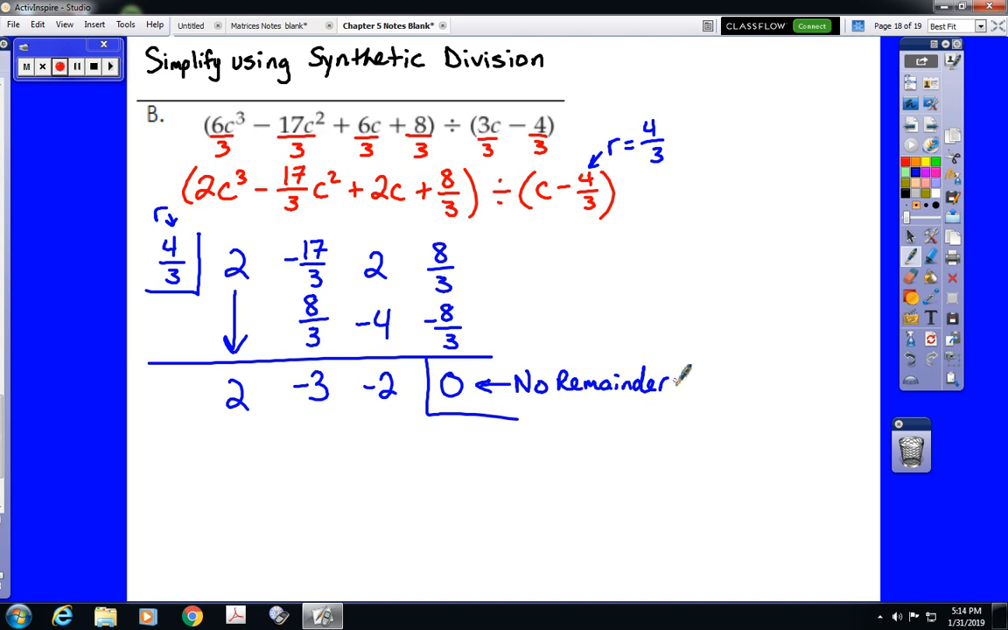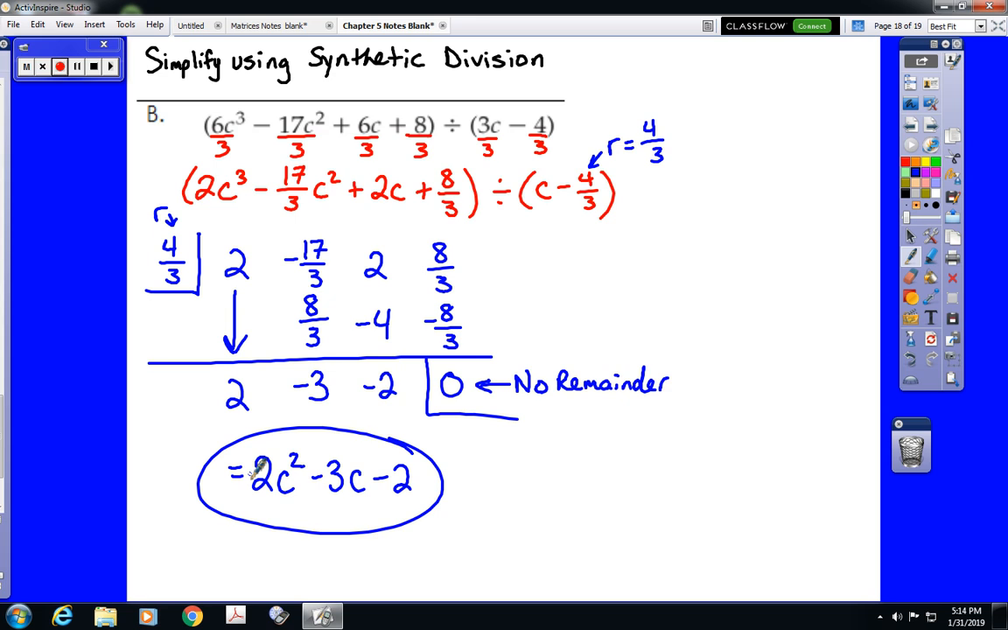In which case our answer here would be 2c squared, because remember, c cubed divided by c would be c squared, minus 3c minus 2. And that would be our answer. Again, your answer should always be 1 degree less than the original problem. So the original problem was a cubic, a degree 3. Your answer should be a quadratic, a degree 2.